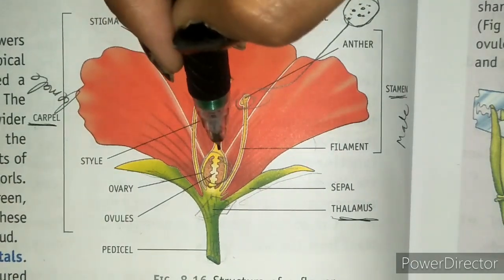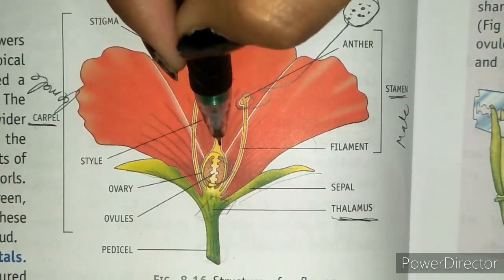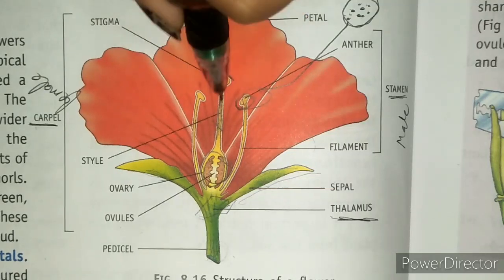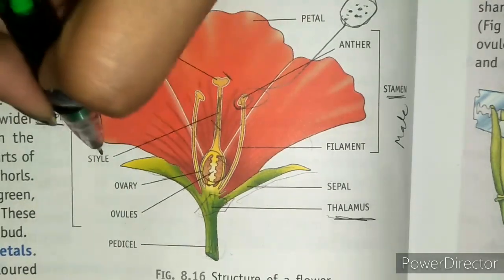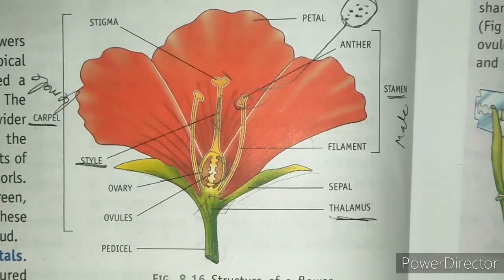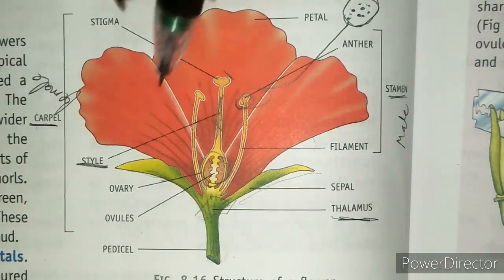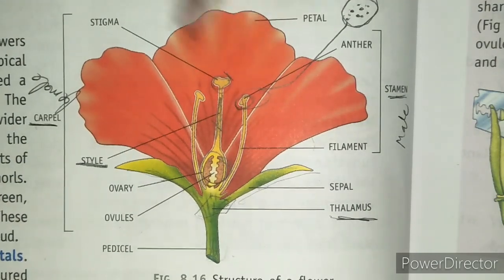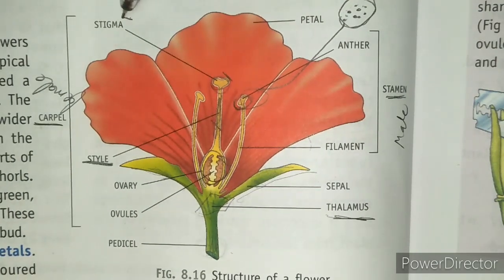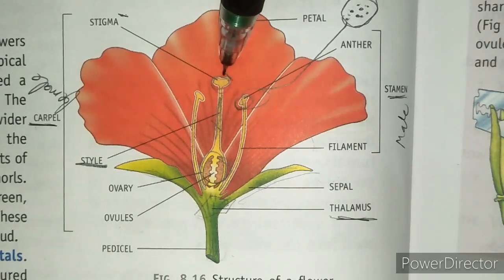And afterwards this ovary enlarges. After this, look at this tube-like structure. This tube-like structure is known as style. What do we call it? Style. Clear? And afterwards it changes into a broad part, and this is known as stigma. Clear? This is called stigma.